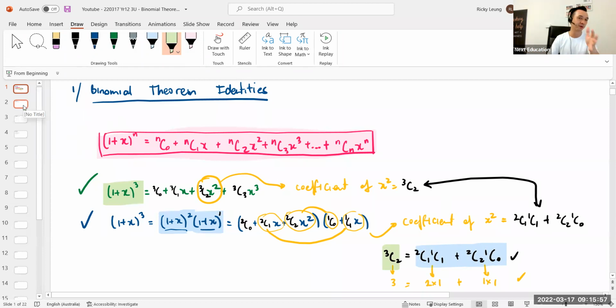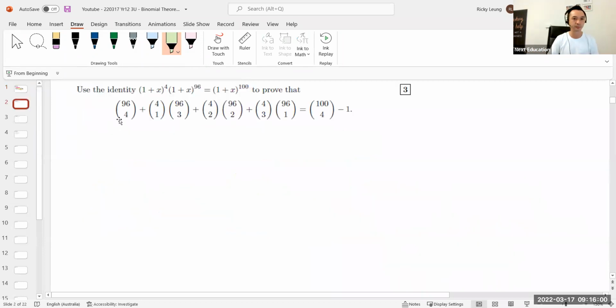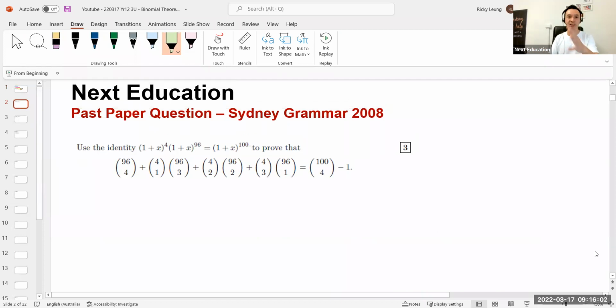We're going to apply very similar theory to here. So, Sydney Grammar, 2008. Look at this question. In the question, it says, using the identity, so they broke up 1 plus x to the power of 100 into 2 parts.